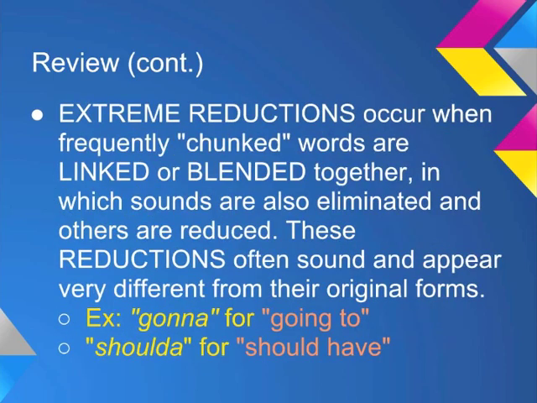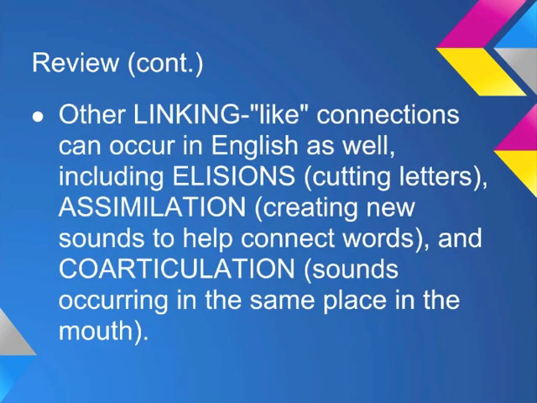Extreme reductions occur when frequently chunked words are linked or blended together, in which sounds are also eliminated and others are reduced. These reductions often sound and appear very different from their original forms. So for example, gonna for going to, and shoulda for should have. Other linking-like connections can occur in English as well, including elisions, in which we cut letters to facilitate a connection, assimilation, in which we create new sounds to help connect words, and coarticulation, in which sounds occur in the same place in the mouth.